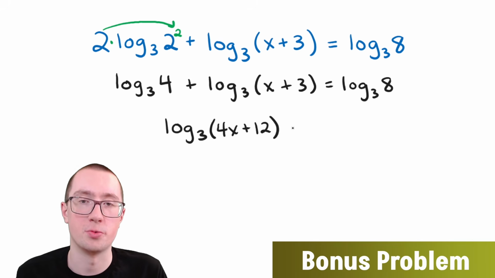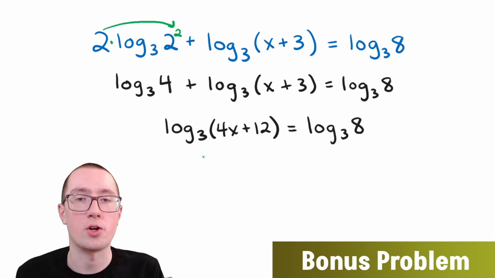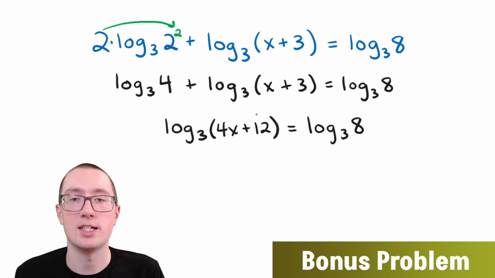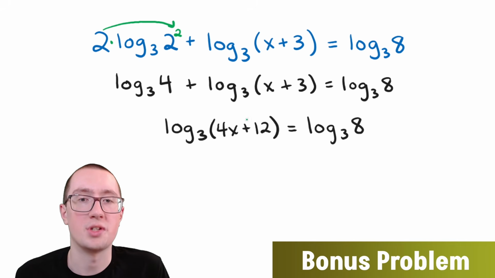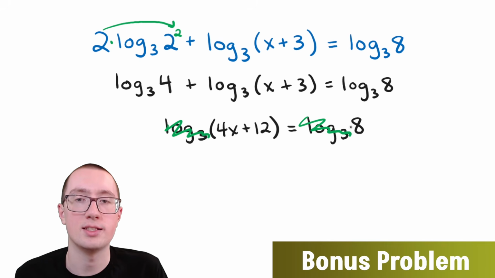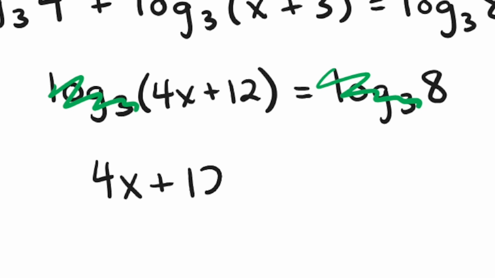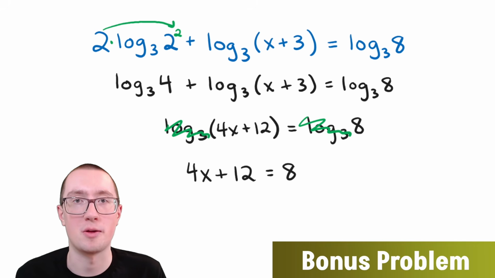And now we haven't touched the right side of this equation, so it's going to stay as log base 3 of 8. So now remember what I said about having one log on each side, and as long as the bases are the same, that tells you that the insides will also need to be the same for these to be equal to each other. So because the insides of the logs have to be the same, we can just ignore the log part and just take the insides and equal them to each other. So 4x plus 12 has to be equal to 8. And now we just have a two-step algebra problem to solve for x.